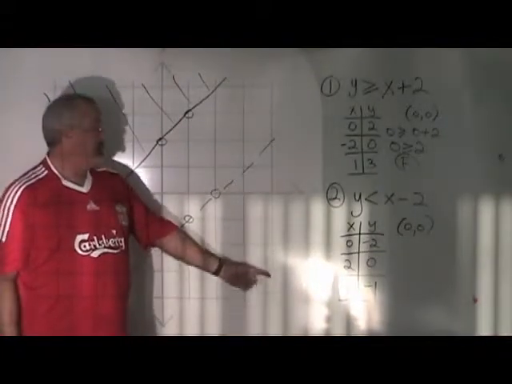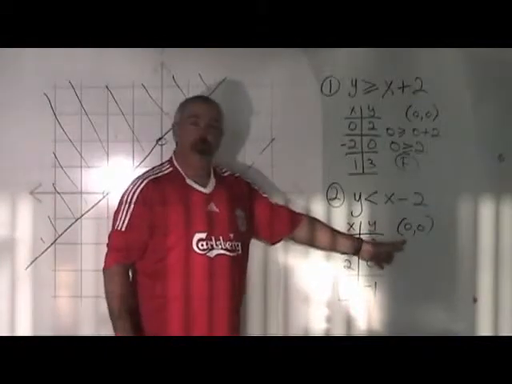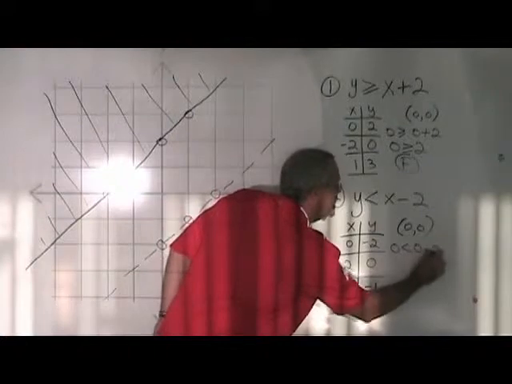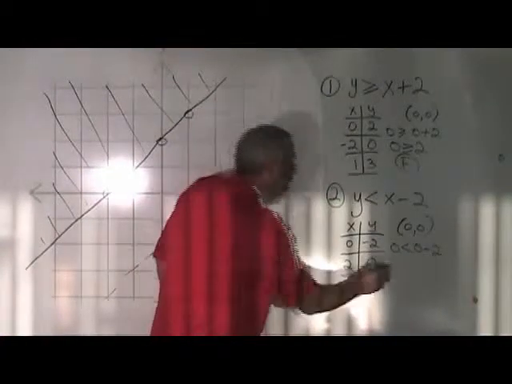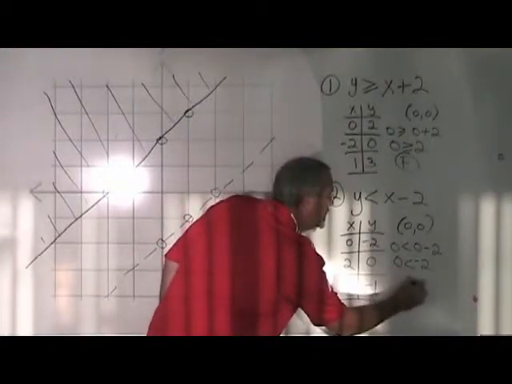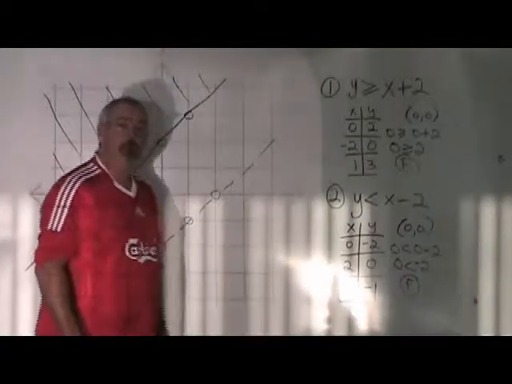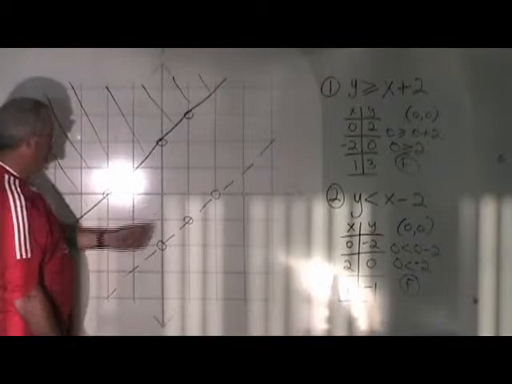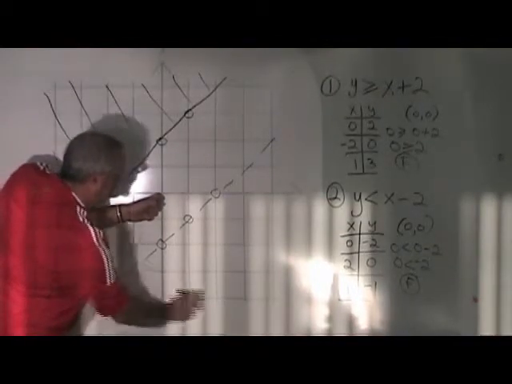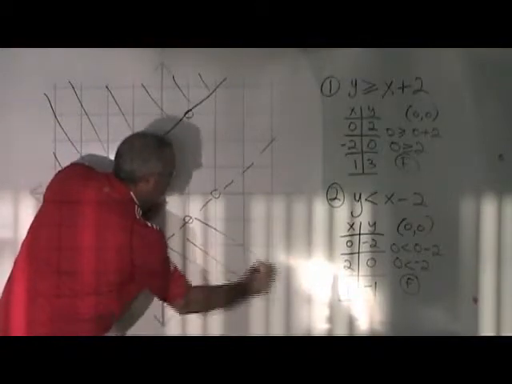It's time for the test point. If I use 0, 0 as my test point, I get 0 is less than 0 minus 2, which simplifies to 0 is less than negative 2. That is false. So I will be shading away from my test point. Here's the test point. Shading away means shading here. And I shade all the way through the graph.